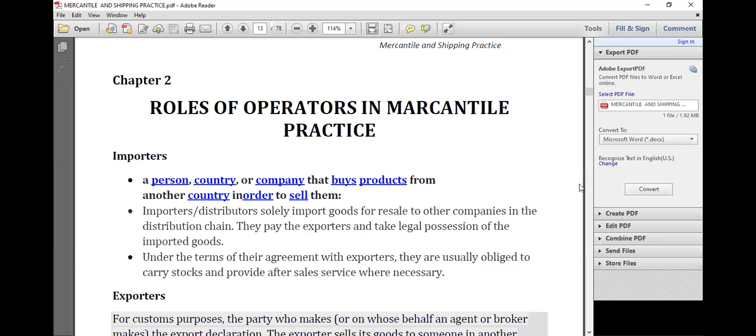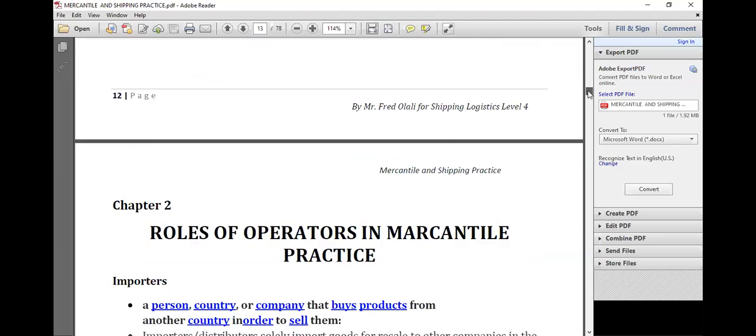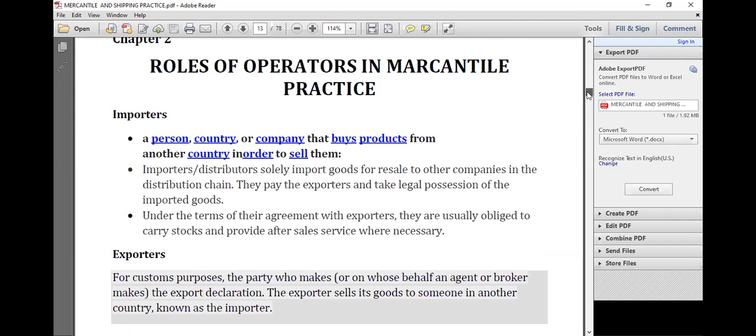And this time around, we want to move to our chapter 2. In this chapter 2, what we are going to talk about is the roles of operators in mercantile practice. We have various operators in mercantile practice, a few of which are the importers, exporters, freight forwarders, shipping lines and all that.